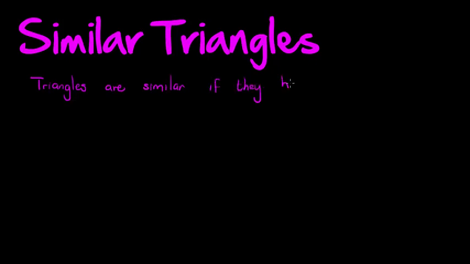In other words, two triangles are similar if they have corresponding sides in proportion.